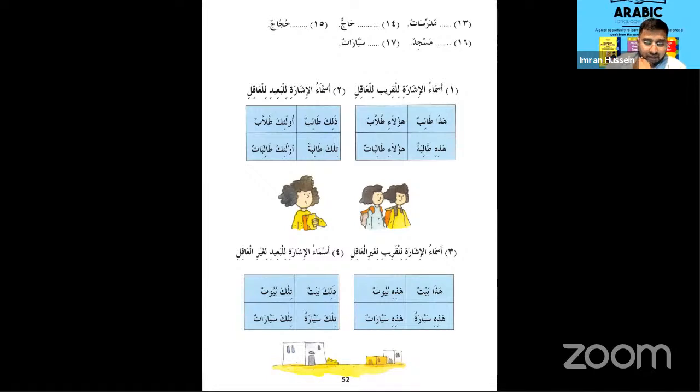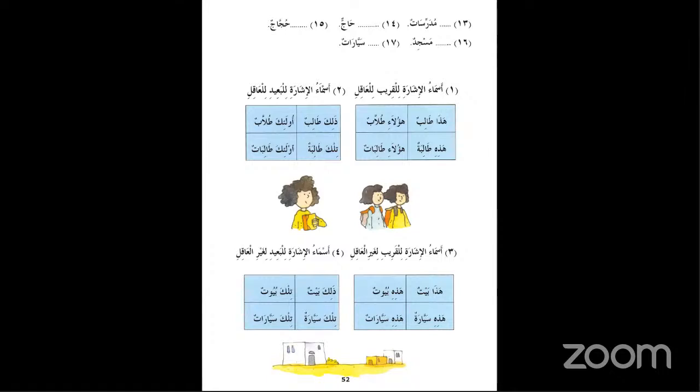Yes, that's right. The patterns of the broken plurals are something which you'll have to learn from the dictionary. And the main thing is that you need to know that for all of the non-human beings, be it a sound masculine plural, sound feminine plural, or broken plural, you will use a singular feminine form to refer to them.